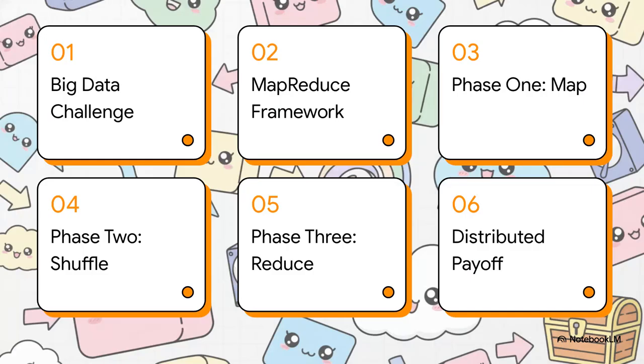Well, here is our roadmap for today's explainer to figure that out. We've got 1. The Big Data Challenge. 2. Enter the MapReduce Framework. 3. Phase 1, Map Function. 4. Phase 2, Shuffle and Sort. 5. Phase 3, Reduce Function. And finally, 6. The Distributed Power Payoff. Okay, let's dive into this.